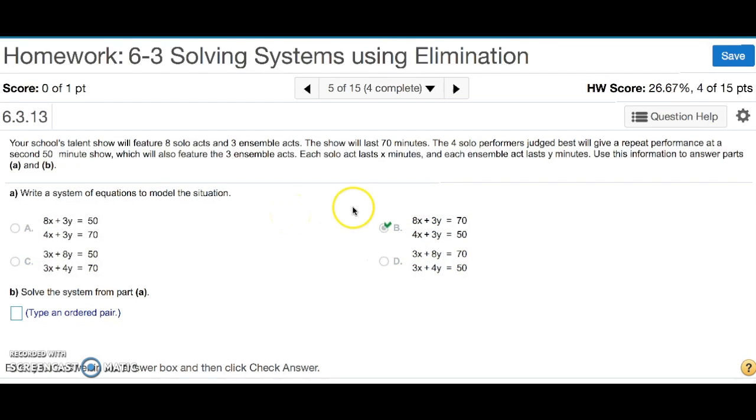And we can see that, too, for the second part: 4 solo acts, so 4x, and then the 3 ensemble acts, which is 3y, will equal 50. So that would be B. But now we've got to solve that system.